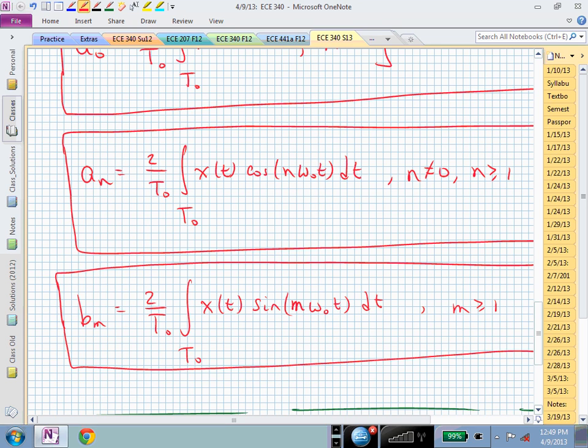You're going to roll off much quicker in your A's and B's, aren't you? They're going to disappear much more rapidly, and so you're going to have much more content at lower frequencies if you have an n squared in the denominator of this coefficient A sub n, or if you had an m squared in the B sub n, versus having those appear as just themselves in the denominator.